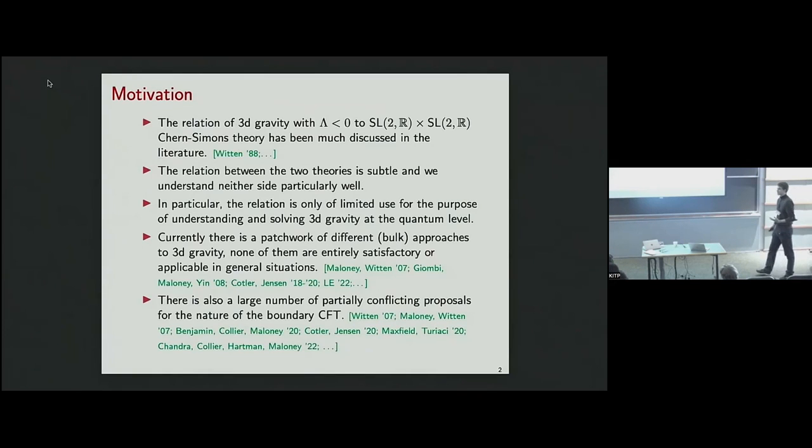For 3D gravity, we have a patchwork of different approaches. I'll just talk about the bulk side here. I will not mention the boundary CFT. I think none of them are particularly satisfactory. Some treat various special cases, but there's no overarching framework that can deal with arbitrary manifolds. And similarly for the boundary CFT, we have a large number of different proposals, and most of them are somehow contradictory. So there's not a very clear picture of what should happen.